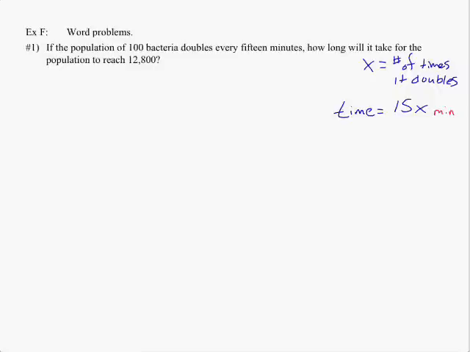So it starts out at 100. How long will it take to reach 12,800? Anybody have any ideas for an equation for this? This is completely new for you, so it would be completely natural for you to be a little bit frightened.